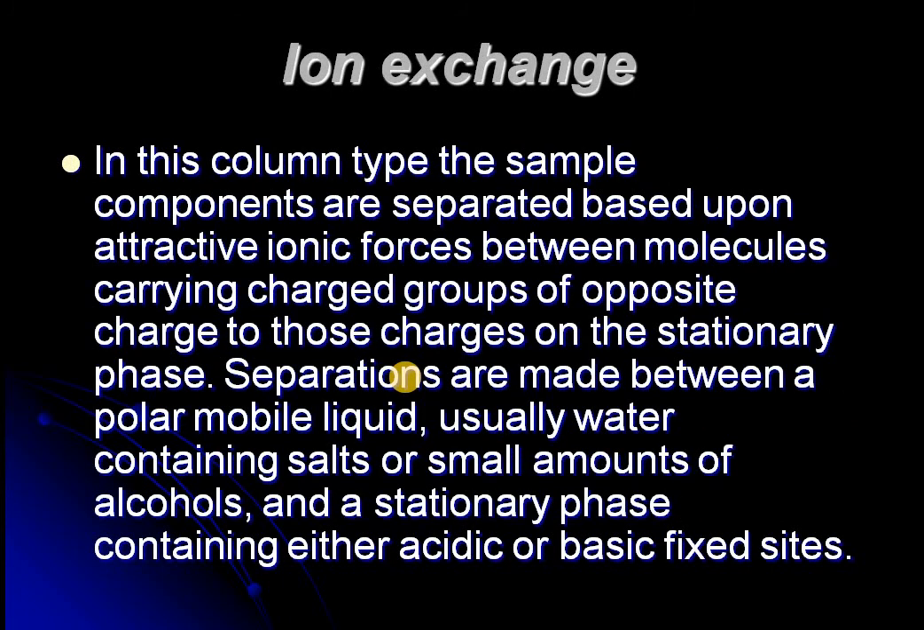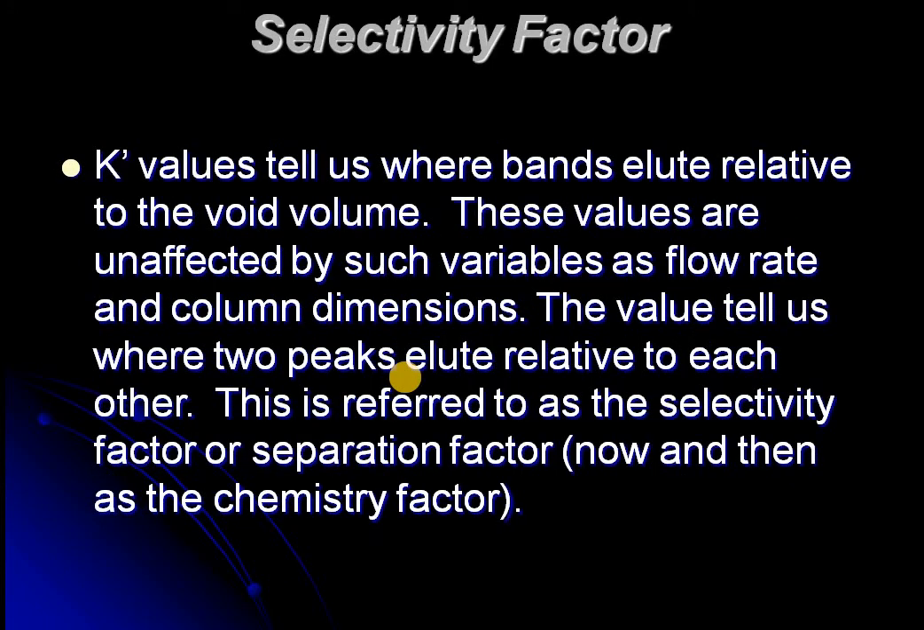Ion exchange. In this column type, the sample components are separated based upon the attractive ionic forces between molecules carrying charged groups of opposite charge to those charged on the stationary phase. Separations are made between a polar mobile liquid, usually water containing salts or small amounts of alcohol, and a stationary phase containing either acidic or basic fixed sites.